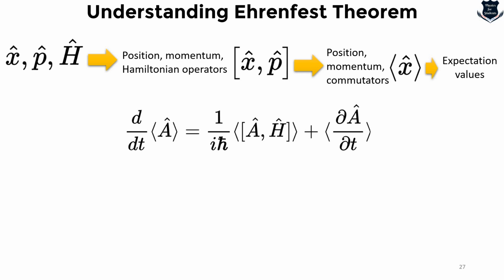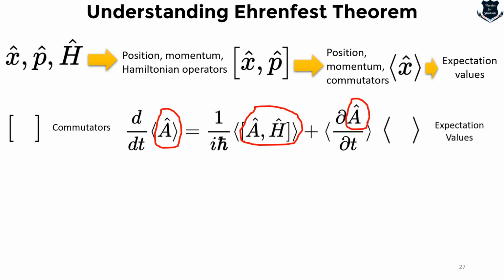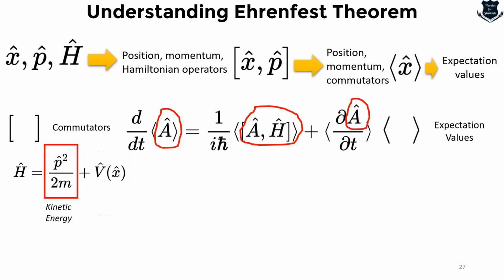Now, first of all, we have already understood these parts. A, what are those? These are just operators. We have seen the square brackets. What are those? These are commutators. We have seen the angular brackets. What are those? These are expectation values. And what is most important is this part, the H, the big part, that is the kinetic energy plus the potential energy, which gives the total energy of the system.